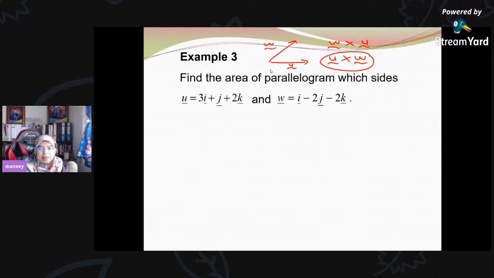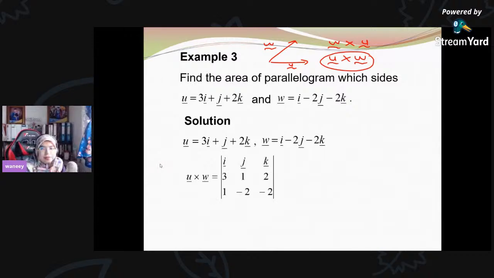Okay, next. Right, so u is equal to 3i plus j plus 2k. w is i minus 2j minus 2k. So now we need to calculate u cross w. Okay, so we're going to take the determinant of u and w. So i, j and k. So u is 3, 1, 2. w is 1, negative 2, negative 2.